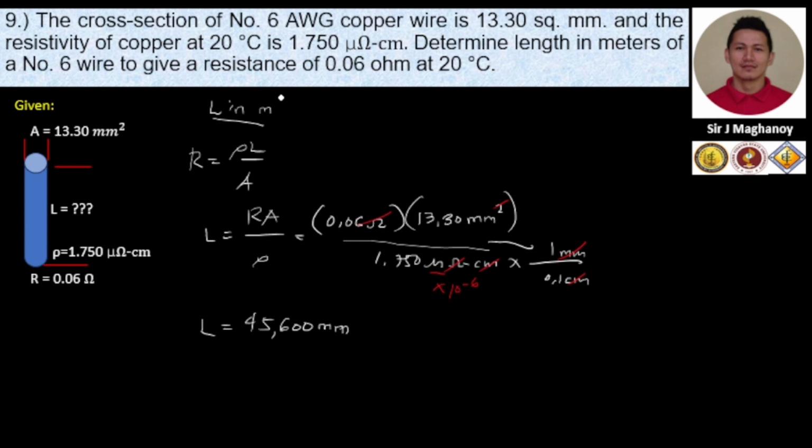But wait, the requirement is in meter. So we need to convert millimeter to meter. In every 1,000 millimeter, there is 1 meter. So we cancel out millimeter, and the remaining unit is in meter. Doing so, your final unit is in meter.